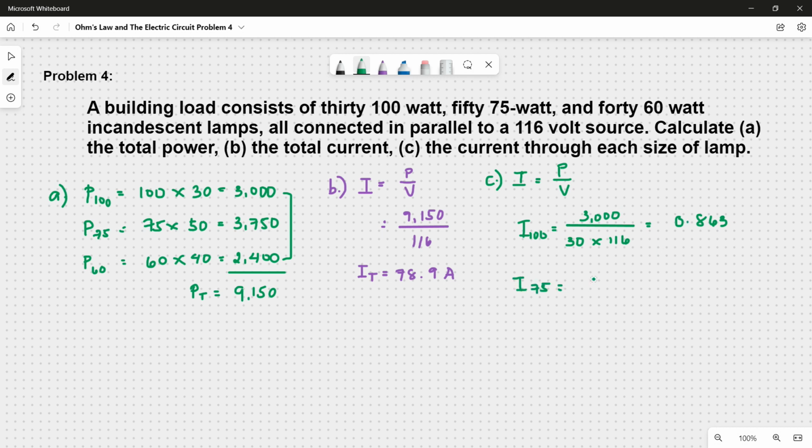Now for the 75-watt lamp, 3,750 watts over 50 pieces times 116 volts, and we'll get 0.646 amps. And lastly, for the 60-watt lamp, 2,400 watts over 40 pieces times 116 volts, and this is equal to 0.518 amp.